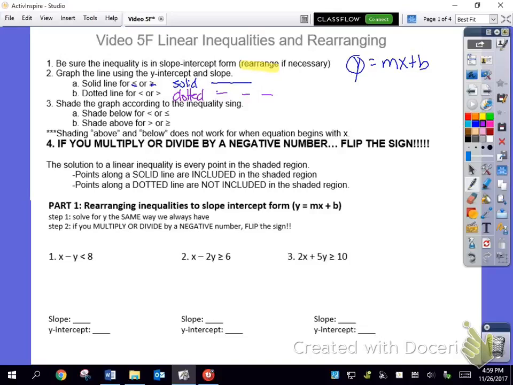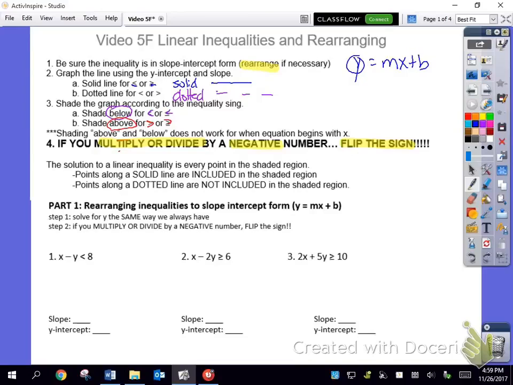And shade above or below. If it's less, you shade below. And if it's greater than, then you shade above. And the other thing that you need to remember, if you multiply or divide by a negative, you have to flip the sign. Okay?